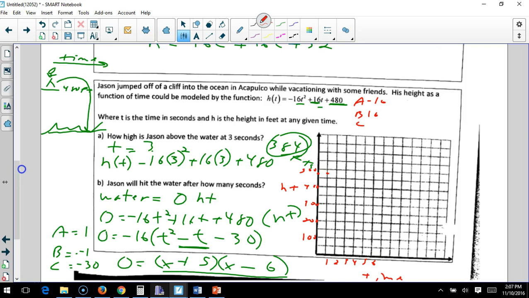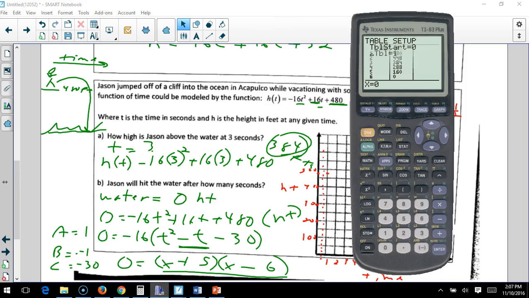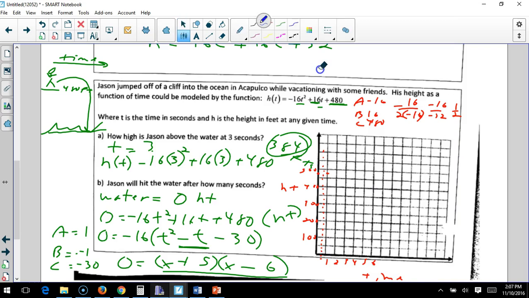Negative 16, 16, 480. Now we're going to do the opposite of B over 2 times A. Well, that's negative 16 over negative 32, which is positive 1/2. So that means in half a second, somewhere here is where he's going to hit his highest point. So I'm going to use a calculator. Now I'm going to go back in and have what I had before and go up by 0.5. Now when I go to my graph, my table, there it is. 0.5 seconds, he's at 484 feet, which is just going to be slightly above.